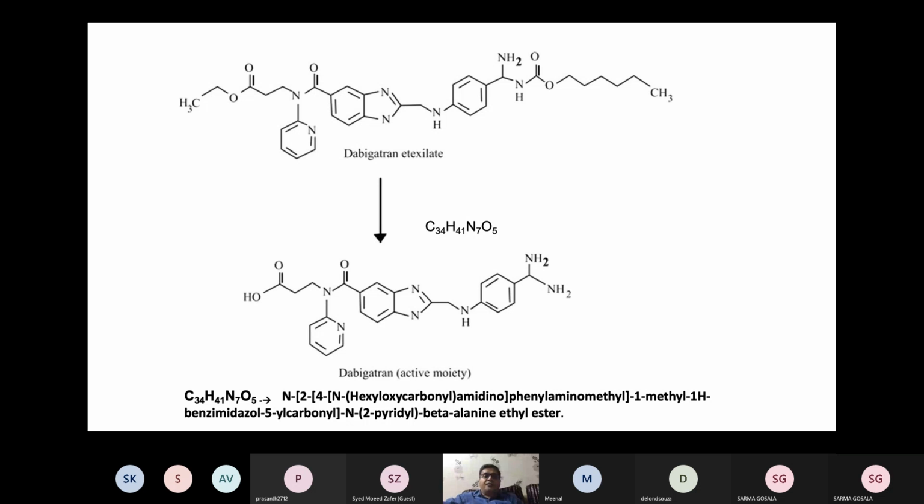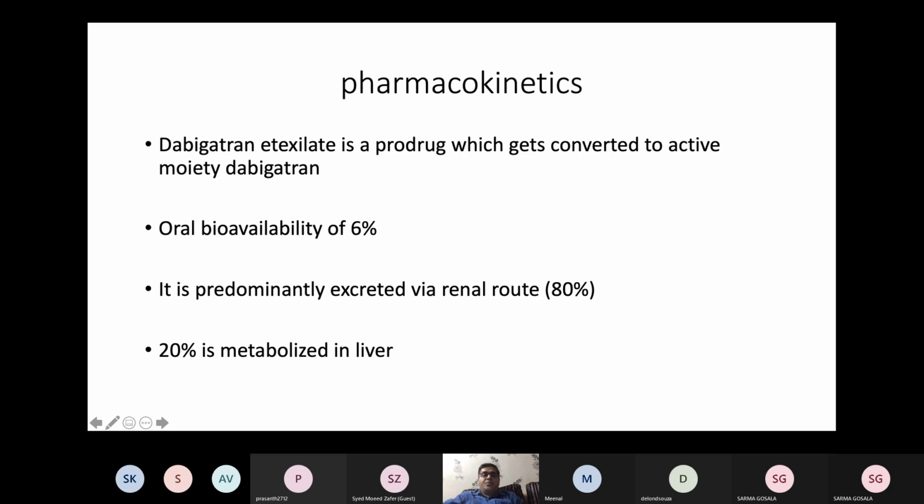This is how the molecule of dabigatran etexilate looks. It's a prodrug, and it gets converted into the active moiety once it's absorbed and goes through first pass metabolism in the liver. It's a complex molecule, and the unique thing about it is the benzamidine ring that you see here. It is basically an alanine ethyl ester. Dabigatran etexilate is a prodrug which gets converted to the active moiety dabigatran. Oral bioavailability is only 6%. It is predominantly excreted via the renal route, mostly unchanged, and very little is metabolized in the liver.